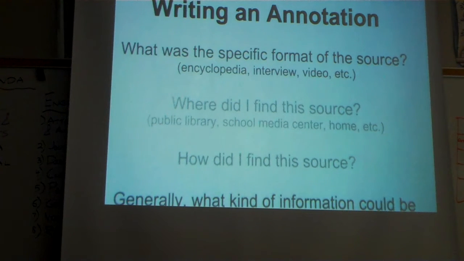So for example, the first question, what was the specific format of the source? The source I used was a novel, or an encyclopedia, or a website, etc. Second thing, where did I come across this source? Did I find it online? Did I find it as an actual book in the library? The next thing you need to address is how you found the source. Did you consult the librarian? Did you look online to find an article? Give specifics as to how you came across that source.